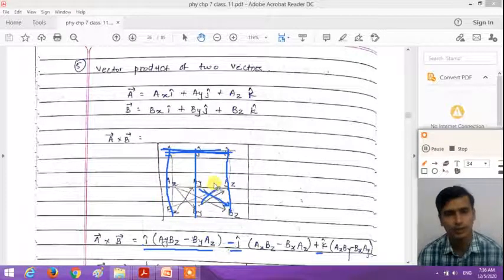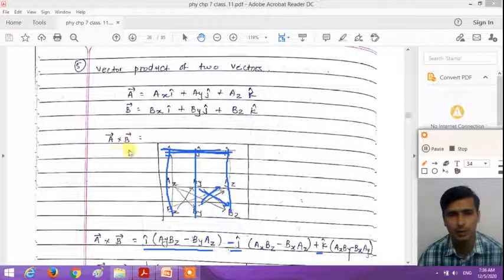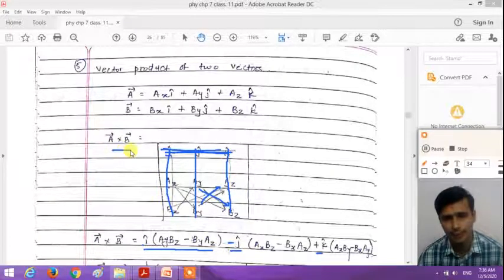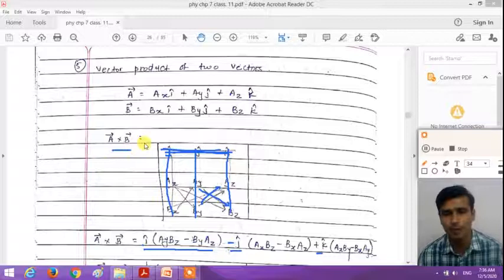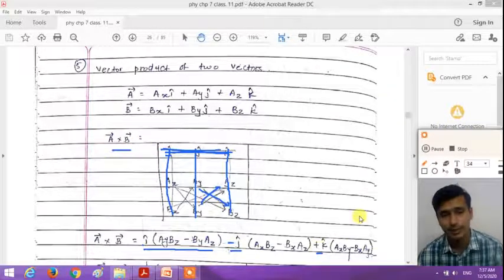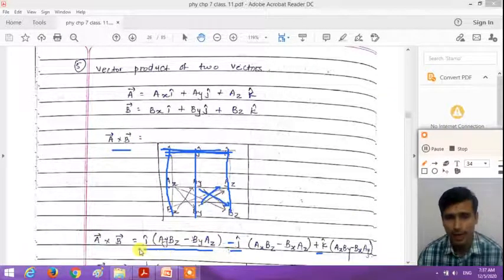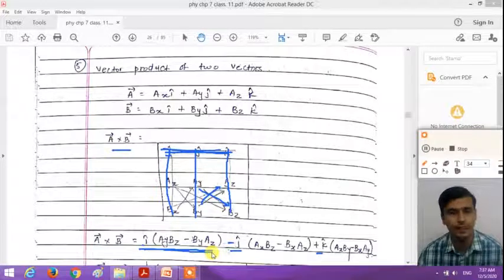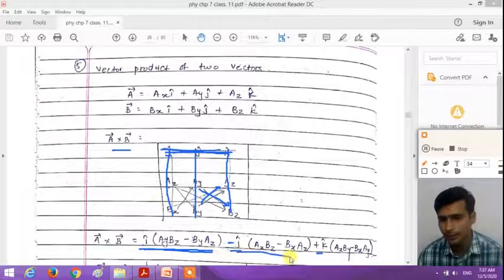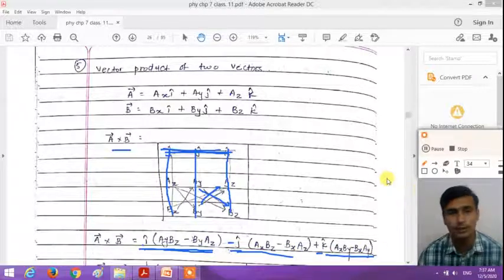This way you can find the vector product of these two vectors, and the vector product of vectors A and B is in the form of a vector. It has three components: i, the x component of the vector A cross B; j, the y component; and k, the z component. Understand, dear student, how we can find the vector product of two vectors?